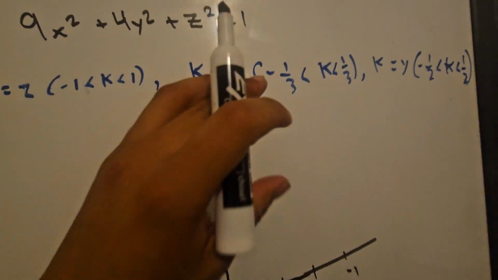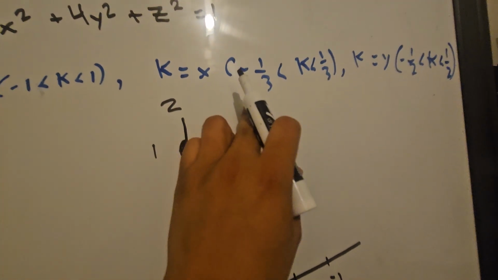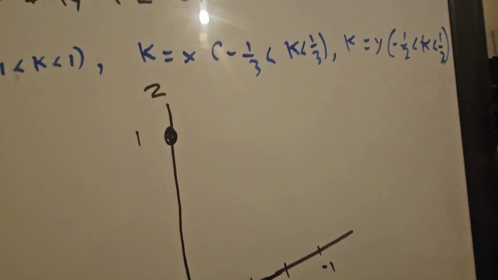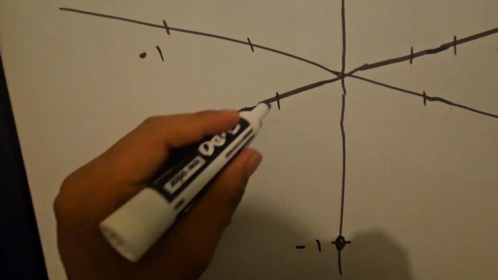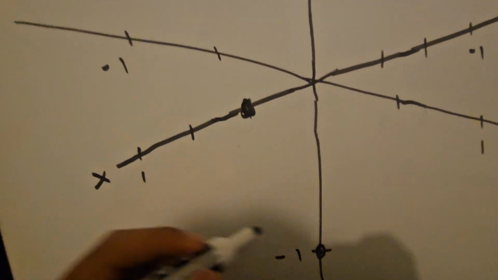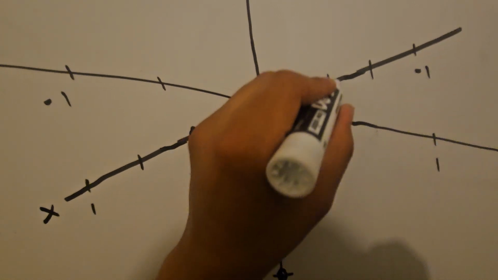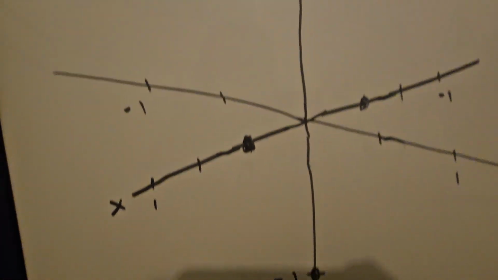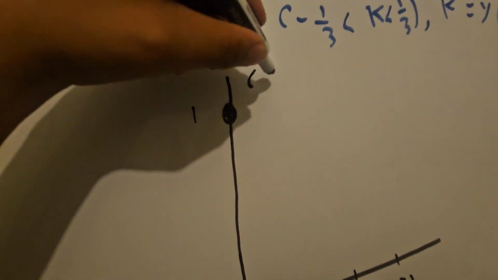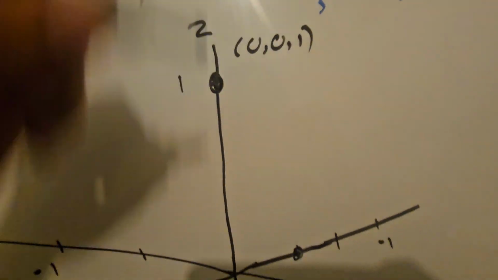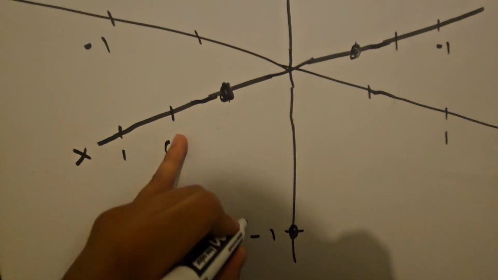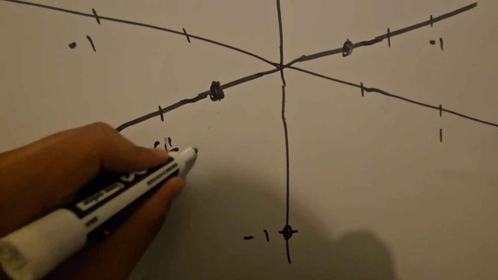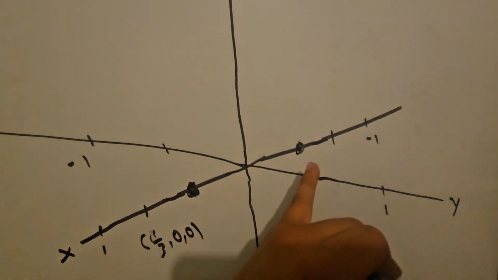Now, if k is equal to x, k is going to be between -1/3 and positive 1/3. So go to x, and this is 1. I divided it into 3 parts, 1, 2, 3. So 1/3 is going to be here, and -1/3 is going to be here. Let's put our points. That is 0, 0, 1. That would be 0, 0, -1. This is 1/3, 0, 0. That would be -1/3, 0, 0.